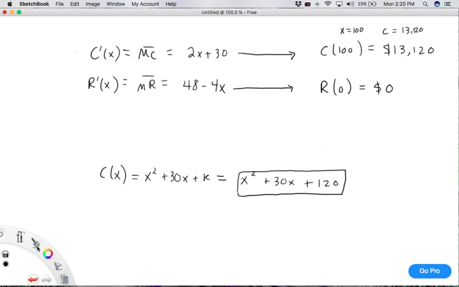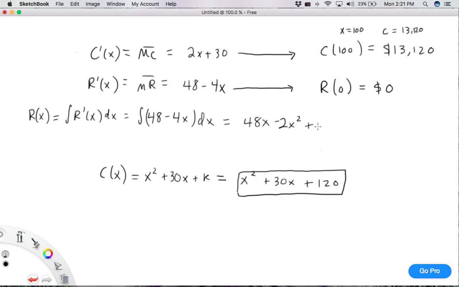Okay. So we're going to do the same thing with the revenue function. Right? We have its derivative. And this is one of the fundamental theorems of calculus, is that if you want the original function back, you can just integrate the derivative. So we're going to go ahead and do that. We're going to take the integral of 48 minus 4x. And that's going to be 48x minus 2x squared. Again, plus some constant.